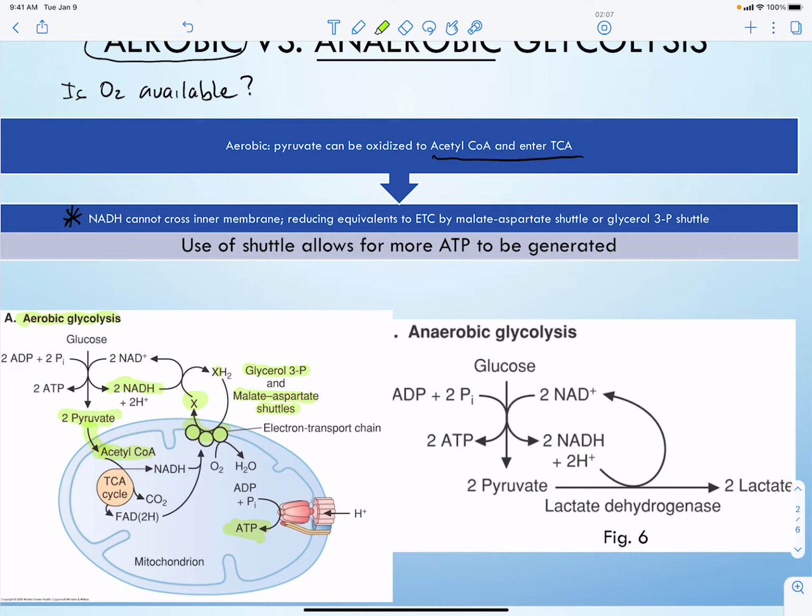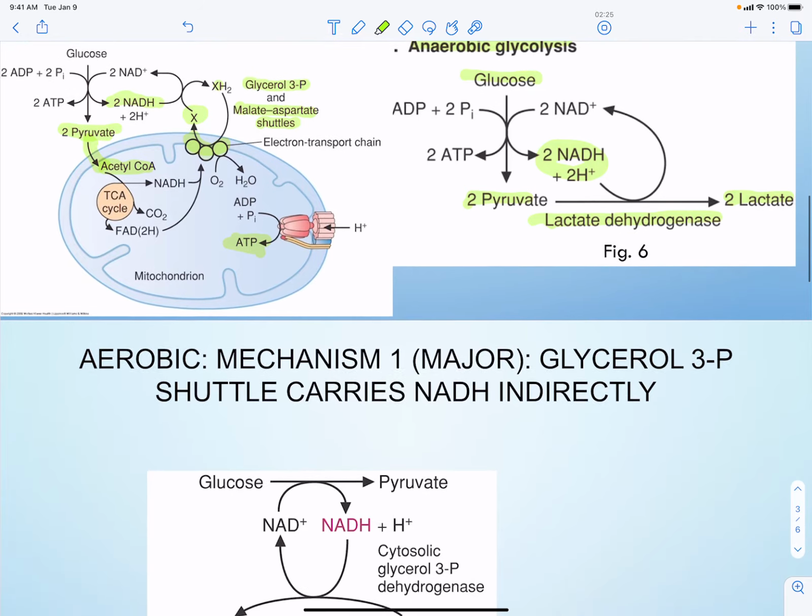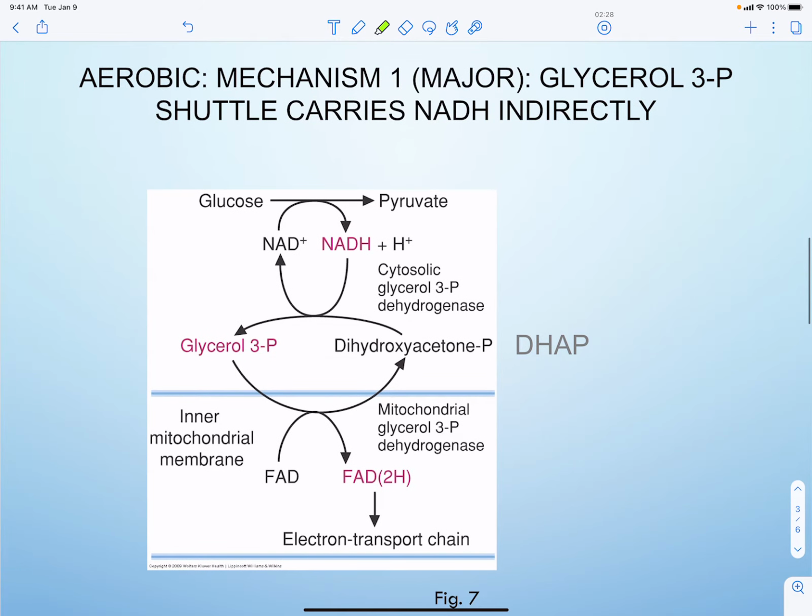Now in the case of anaerobic glycolysis, your glucose simply makes 2 pyruvate, and then you're going to generate 2 lactate through lactate dehydrogenase. This is important for recycling your NAD to generate more ATP during glycolysis. Now, to get your NADH electrons into your mitochondria, you're going to have to shuttle them. So the shuttle carries the NADH potential indirectly. A major shuttle is the glycerol 3-phosphate shuttle.